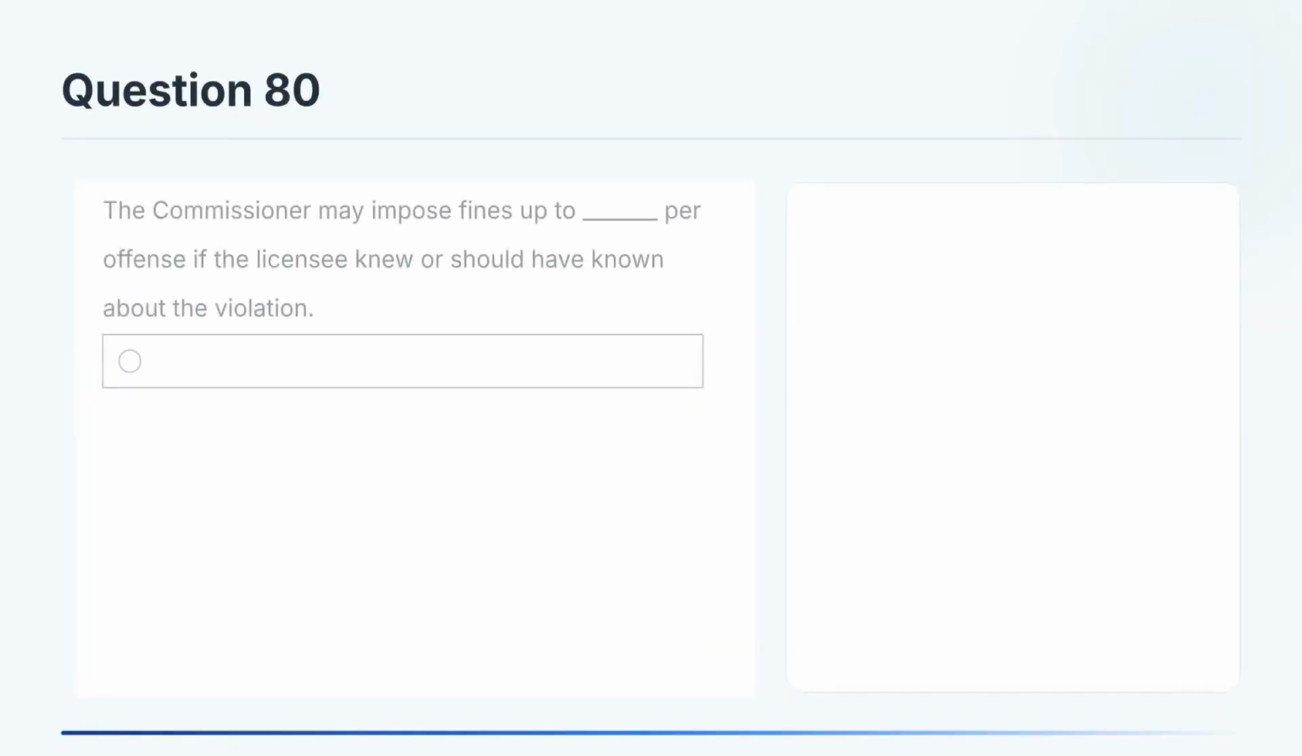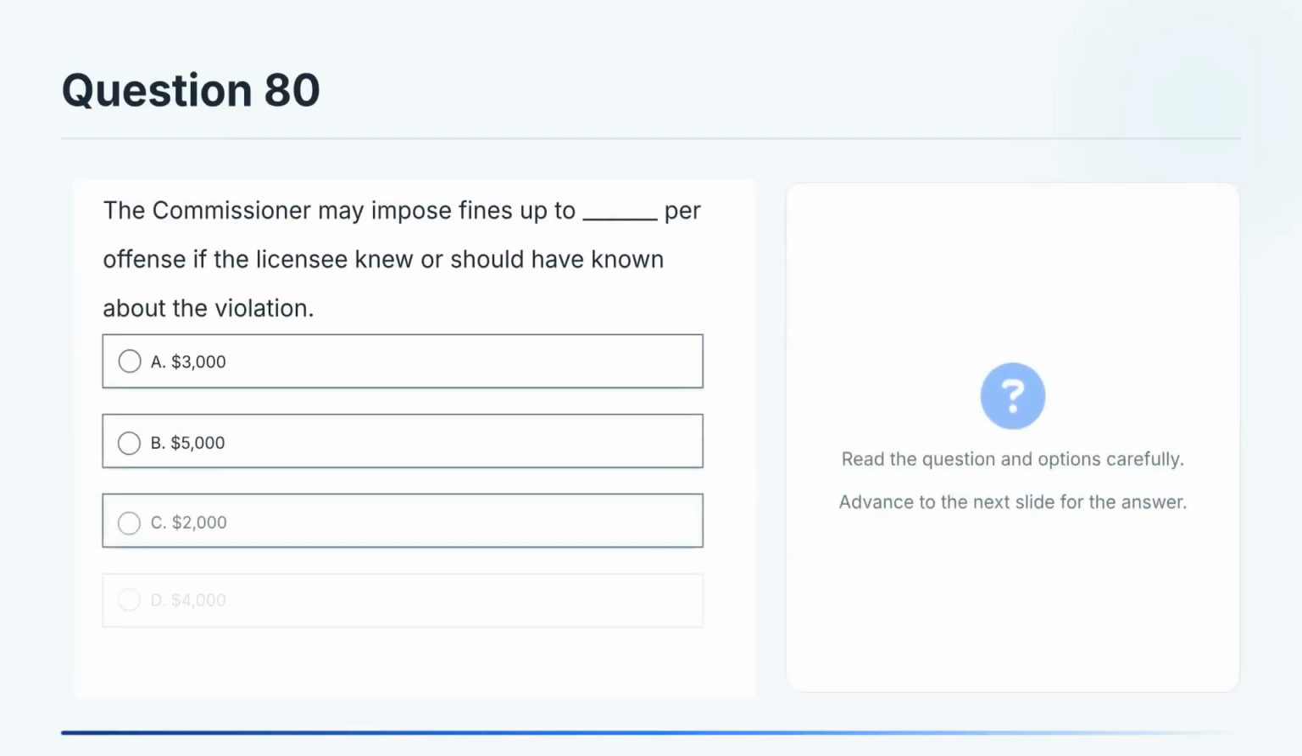Question 80. The commissioner may impose fines up to blank per offense if the licensee knew or should have known about the violation. A. $3,000. B. $5,000. C. $2,000. D. $4,000.